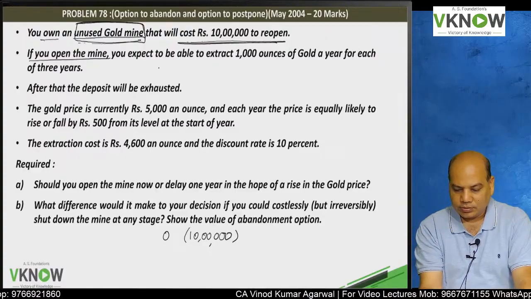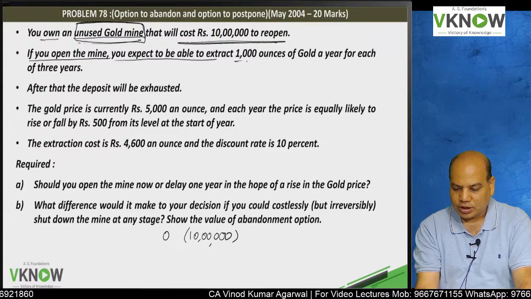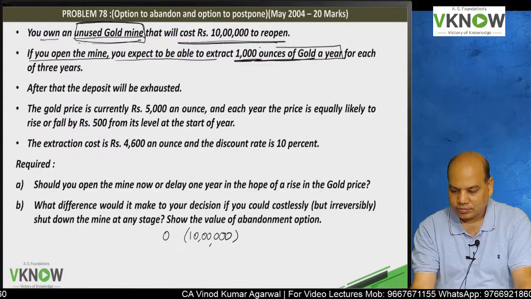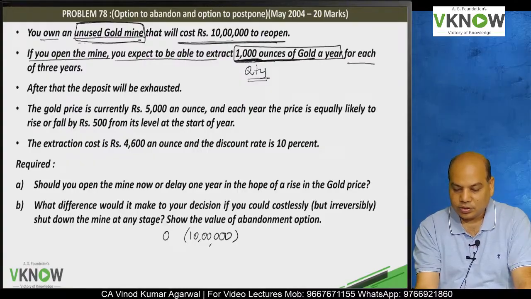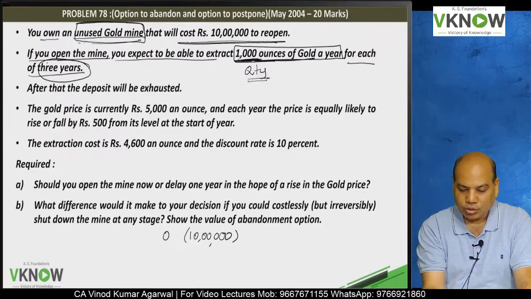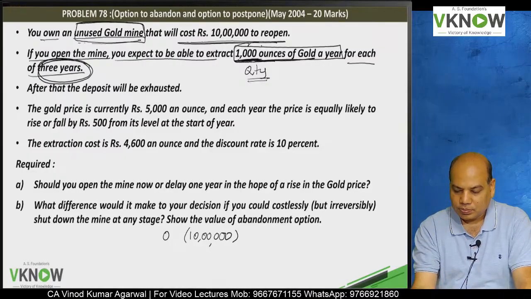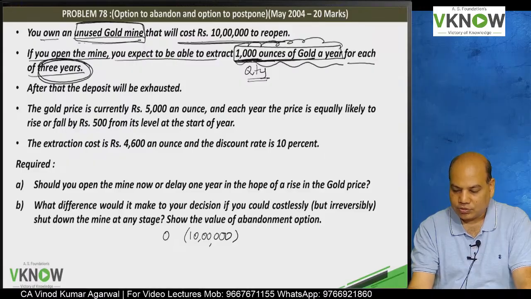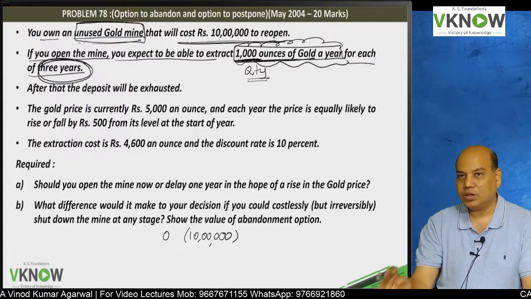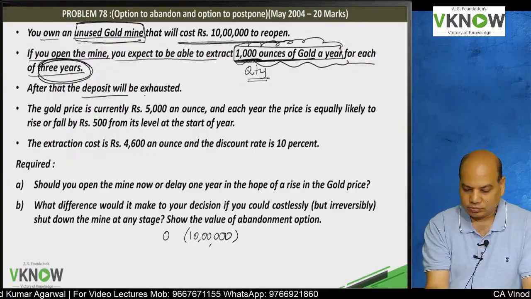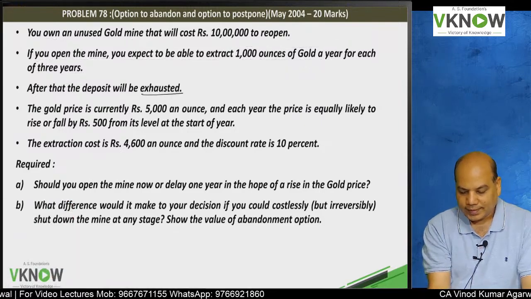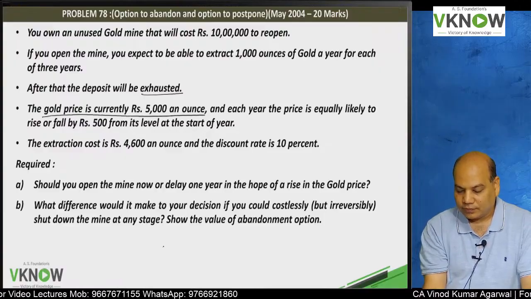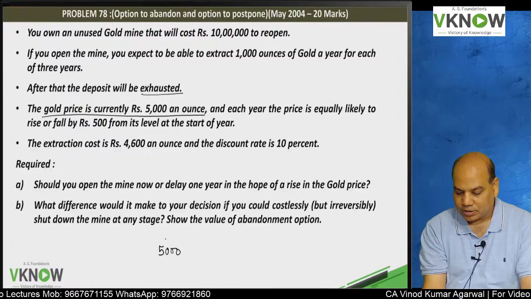If you open the mine, you expect to be able to extract 1000 ounces of gold a year. This is the quantity of the gold, per year for 3 years. So you can extract gold for 3 years. After that the deposit will be exhausted. That means you will not be able to extract gold beyond 3 years. The gold price is presently 5000 rupees an ounce. This is the selling price.